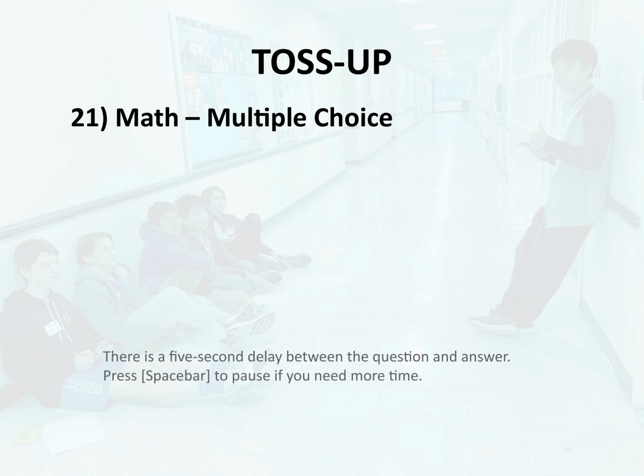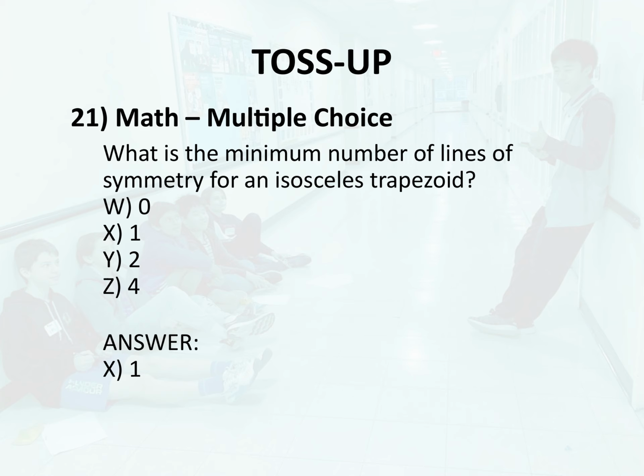Toss-up 21. Math, multiple choice. What is the minimum number of lines of symmetry for an isosceles trapezoid? W. 0. X. 1. Y. 2. Z. 4. Answer: X. 1.